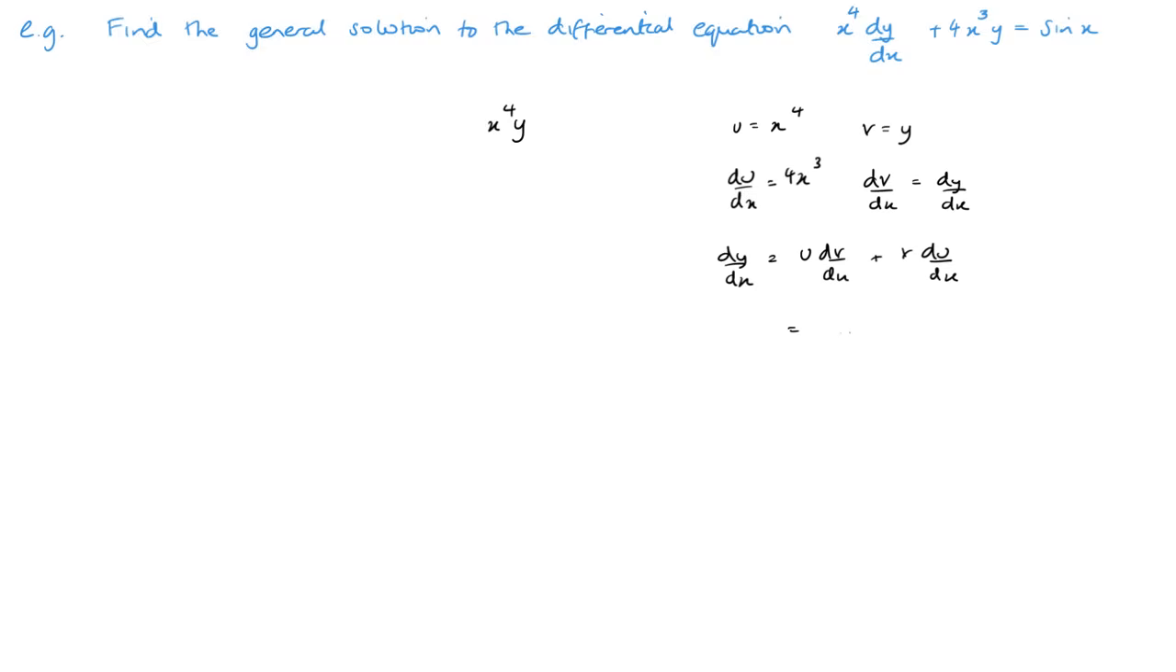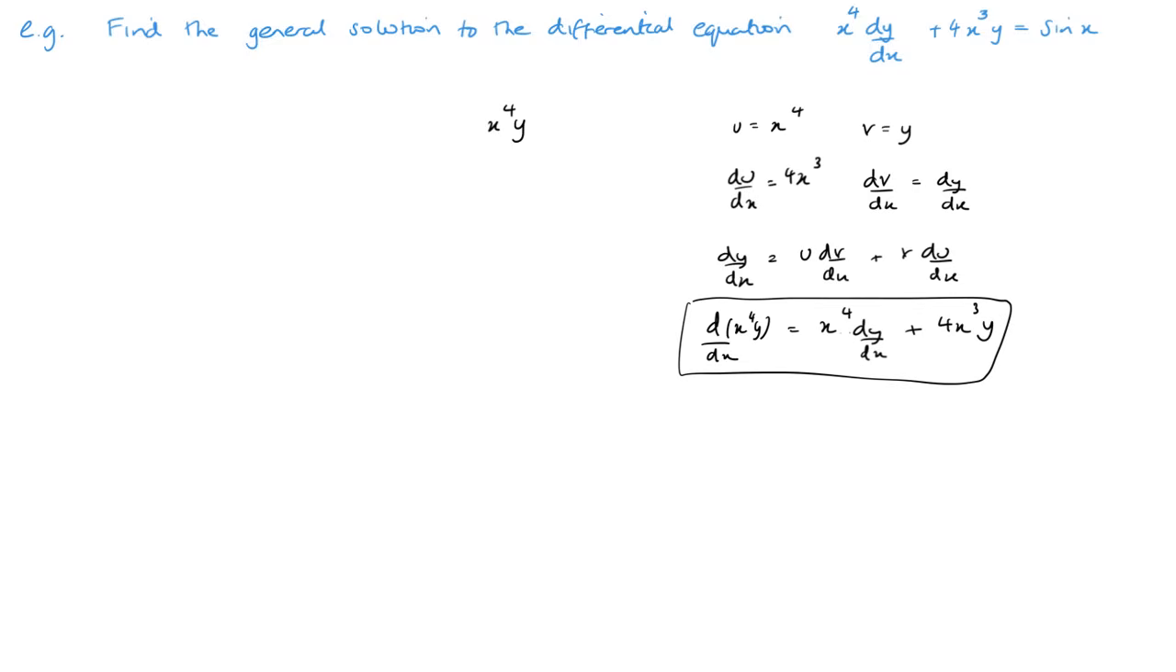So x to the power 4 multiplied by y would differentiate to x to the power 4 dy by dx plus 4x cubed y. And what do you notice about this? This is the expression up here: x to the power 4 dy by dx and 4x cubed y. So if I differentiate x to the 4y, this is what I get.